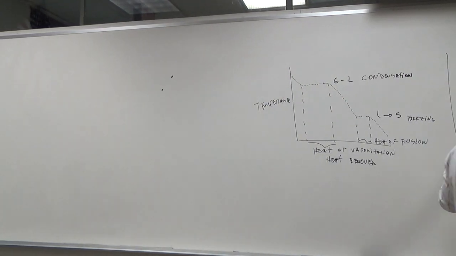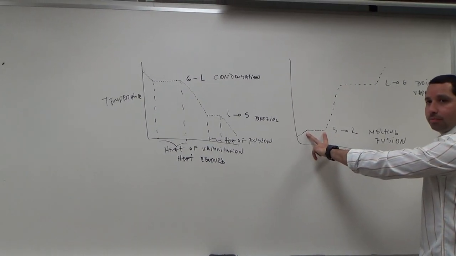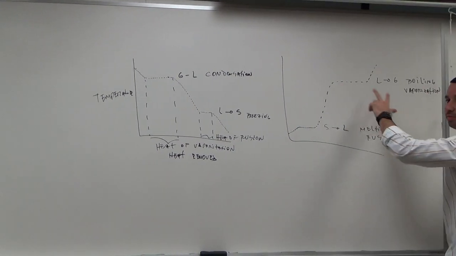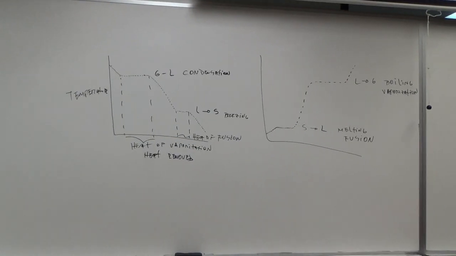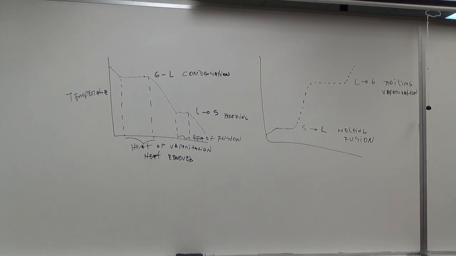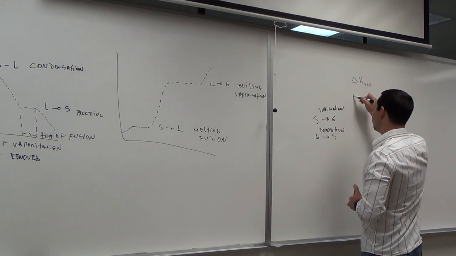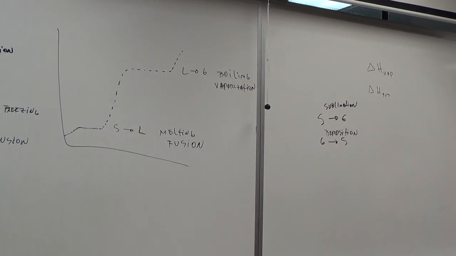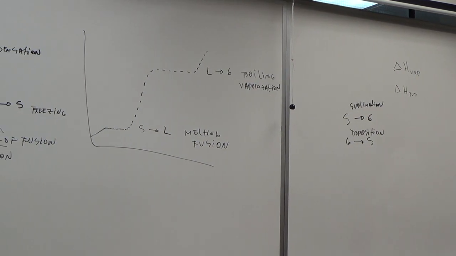Okay, now what's this thing here called? Heat of melting? No. This is called heat of fusion. And this is called heat of vaporization. It doesn't matter if you are going from the liquid to the solid or the solid to the liquid, the numerical value for that will be the same. This is the way you write this. This is heat of vaporization, and this is heat of fusion. Heat of vaporization is always greater than heat of fusion.